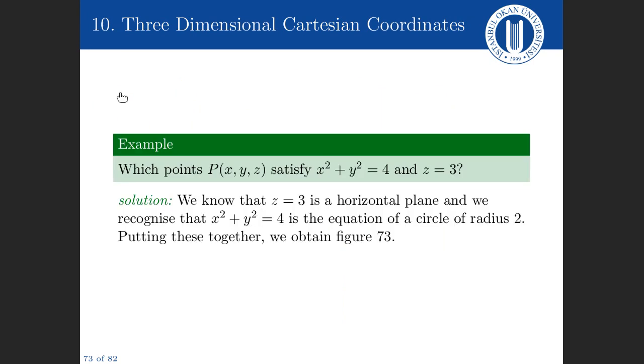Example. Which points x, y, z satisfy these two equations? X squared plus y squared is equal to 4. This is a circle, right? X squared plus y squared is equal to 4 must be a circle of radius 2. And z is equal to 3. Z is equal to 3 we know is a horizontal plane. And we know that x squared plus y squared is equal to 4 is a circle.